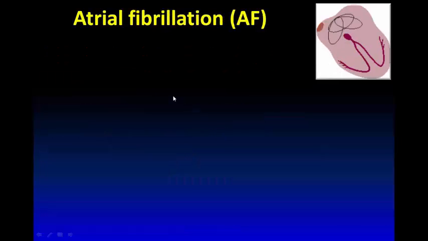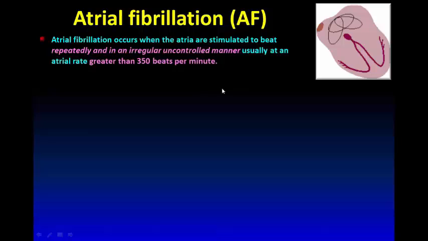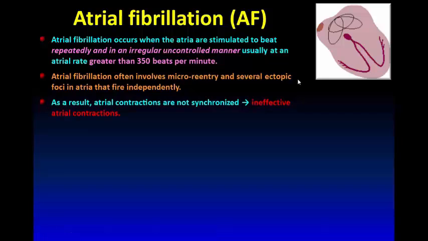Now let's describe what atrial fibrillation, AF, is. Atrial fibrillation occurs when the atria are stimulated to beat repeatedly and in an irregular and uncontrolled manner, usually at an atrial rate which is greater than 350 beats per minute. The mechanism of atrial fibrillation usually involves micro re-entry at several ectopic foci in the atria that fire independently. As a result, atrial contractions would be asynchronous.